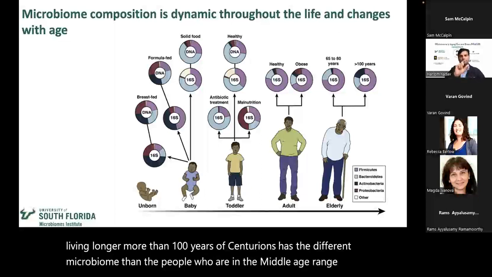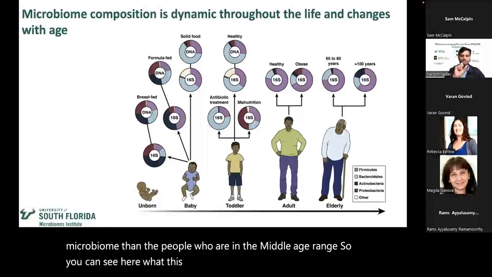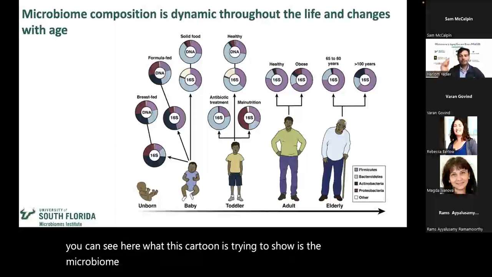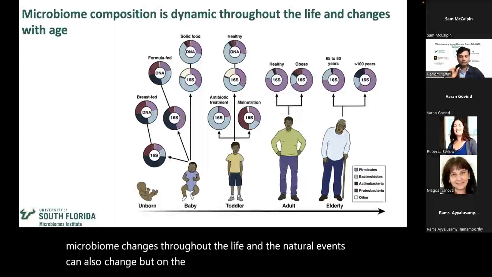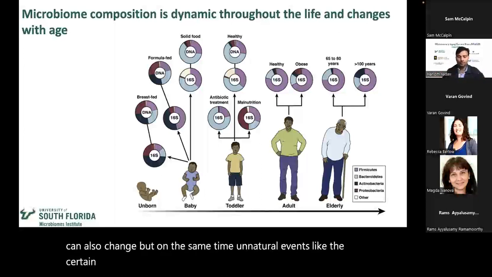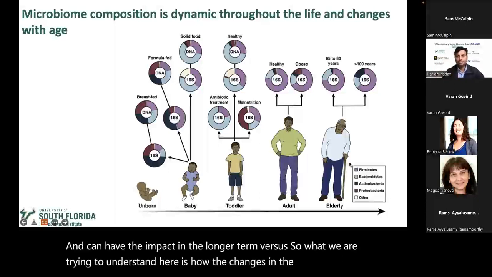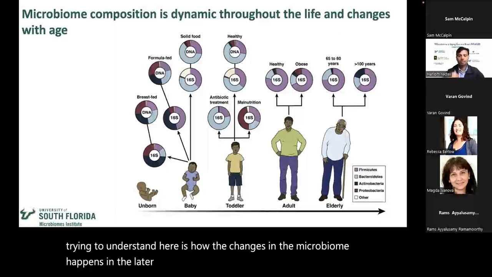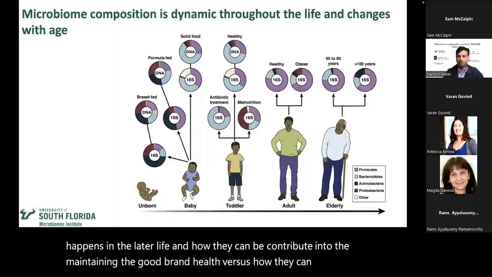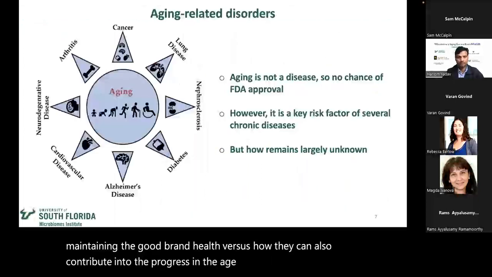So you can see that what this cartoon is trying to show is that the microbiome changes throughout life. Natural events can change it, but at the same time, unnatural events, like certain conditions which come because of our health status, can also change the microbiome and have an impact in the longer term. So what we are trying to understand here is how changes in the microbiome happen in later life, and how they can contribute to maintaining good brain health versus how they can contribute to progressing age-related brain health conditions, right?